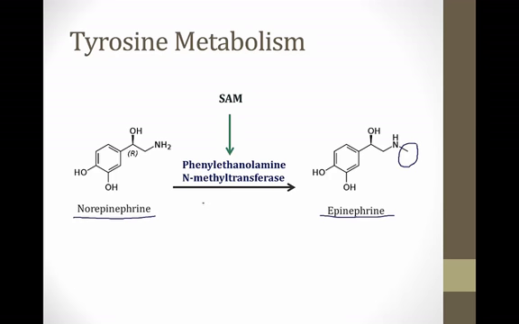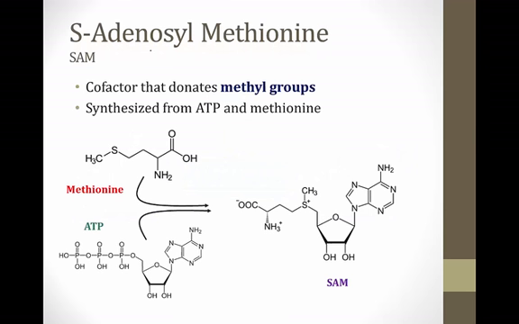The enzyme that catalyzes this step is called phenylethanolamine N-methyltransferase, which is a mouthful to say, and it requires a very important cofactor called S-adenosylmethionine, or SAM, and that's what we're going to talk about in the next few slides. So S-adenosylmethionine, or SAM, is a cofactor that donates methyl groups, and it is synthesized from ATP and the amino acid methionine. This is the structure of methionine, and this is the structure of ATP.